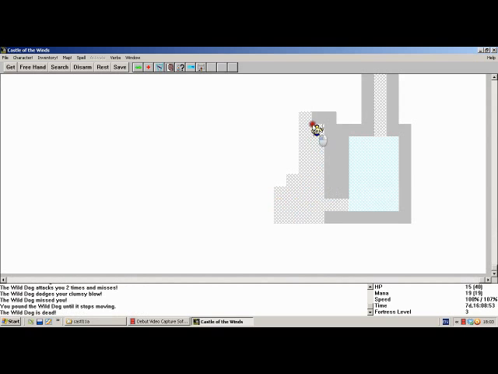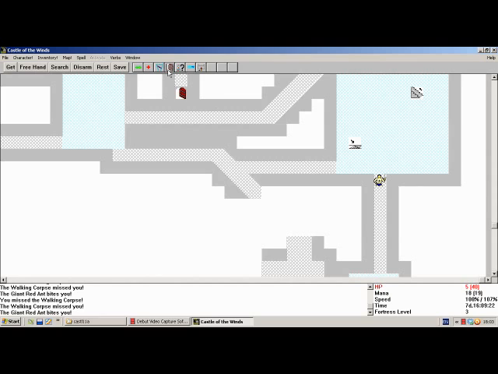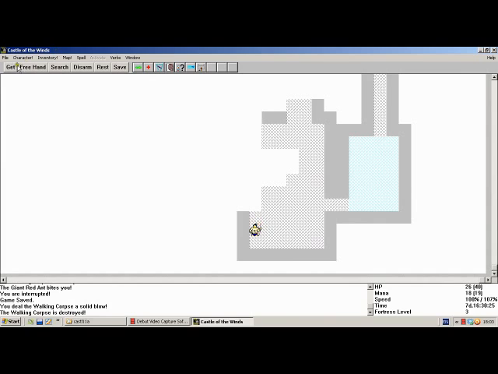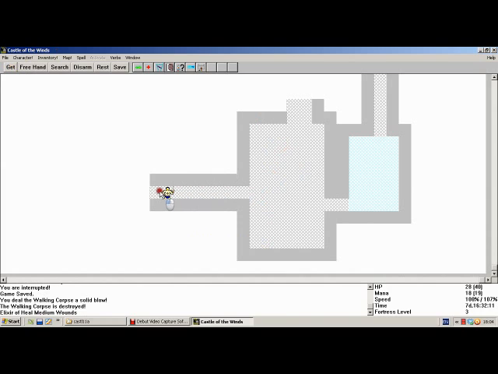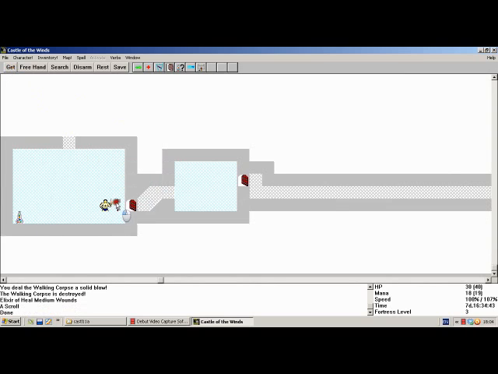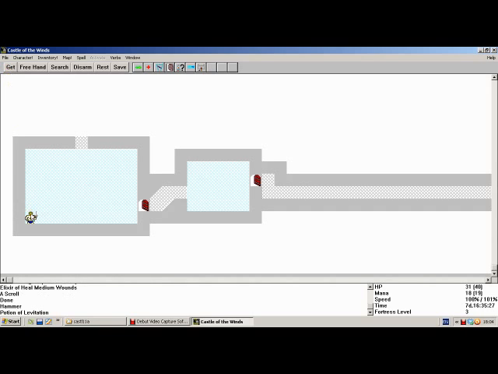We're a bit low on health. Too low on health. Right. Let's try that again. Okay, a bit better. Scroll that we don't know of, that's interesting. Normal hammer. A potion of levitation.